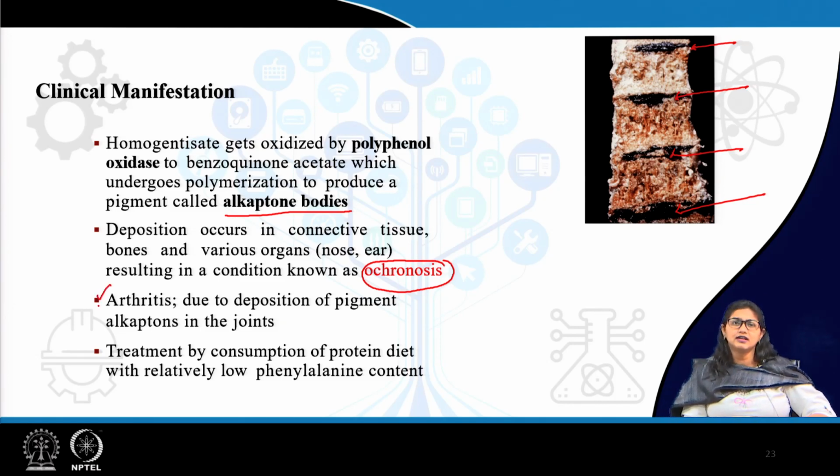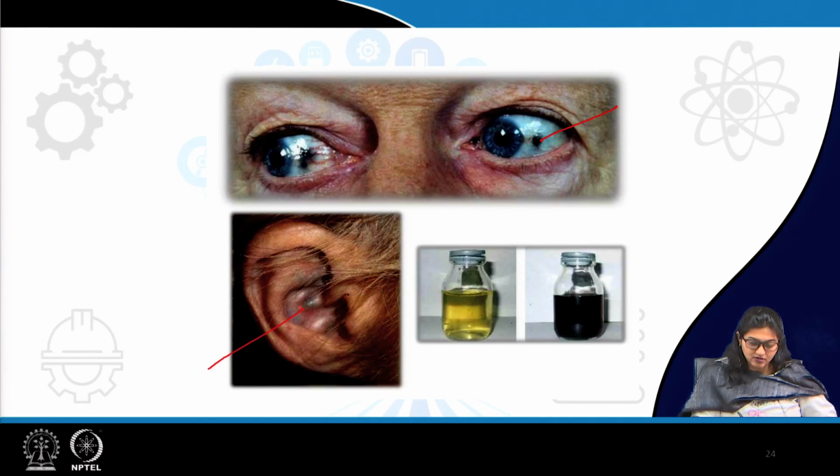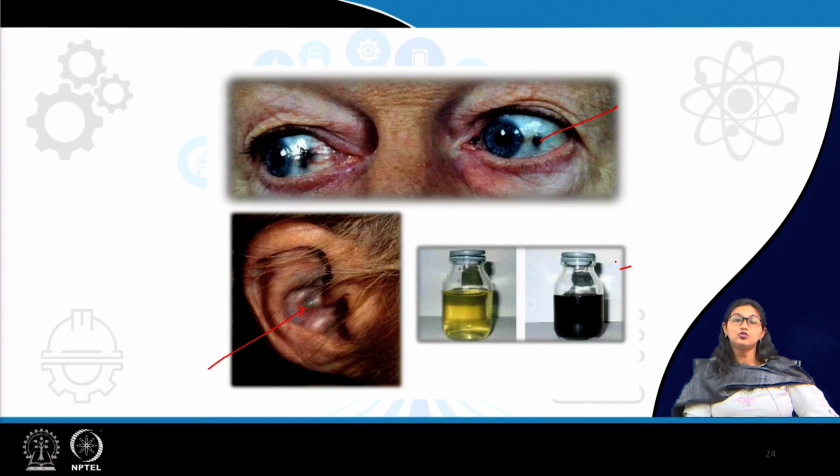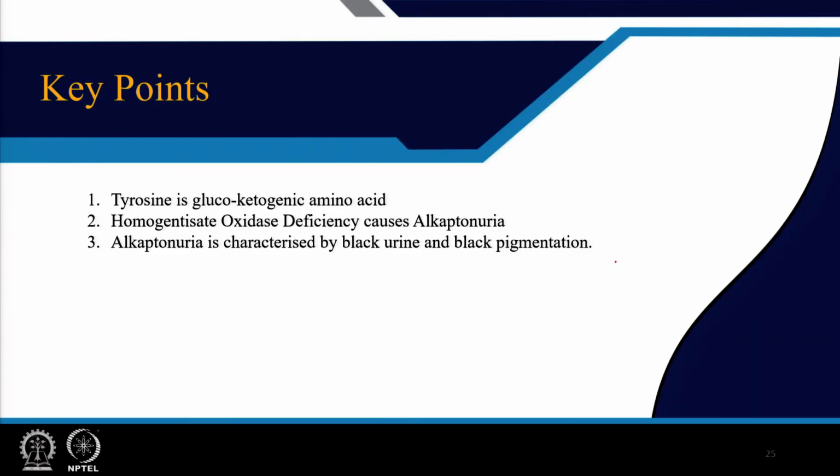The treatment is just a phenylalanine restricted diet, give low phenylalanine to control its catabolism and formation of homogentisate. So, here you can see this is ochronosis, this is also ochronosis, and also the urine color is converted to black. So, these are all for our today's session.